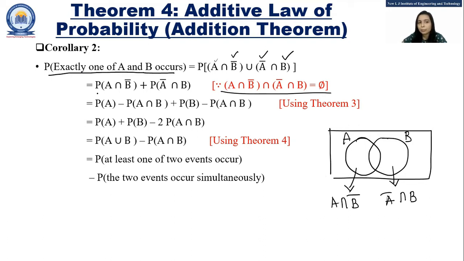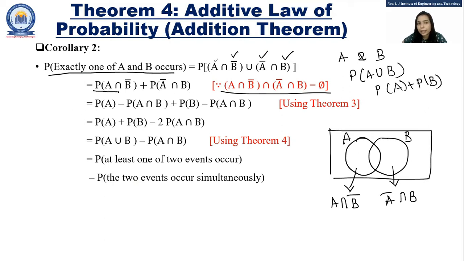So, we can write P of A intersect B bar plus P of A bar intersect B. Because suppose if A and B are mutually exclusive events, so P of A union B is nothing but P of A plus P of B. So from that only, there is nothing but axiom 3. We can write P of A intersect B bar plus P of A bar intersect B.